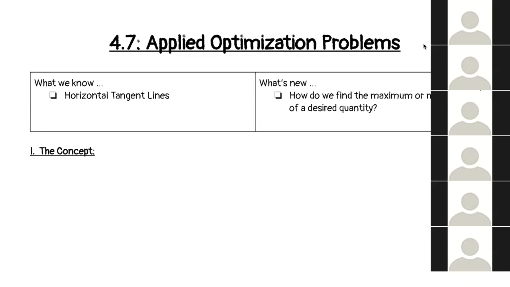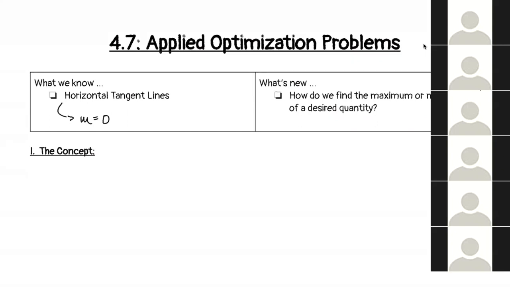What we know. All right. What we know is that there are things called horizontal tangent lines. And I'm wondering if you can tell me what is true about every horizontal tangent line. All right. So we've got that the slope is 0. Indeed, the slope is 0 of a horizontal tangent line.